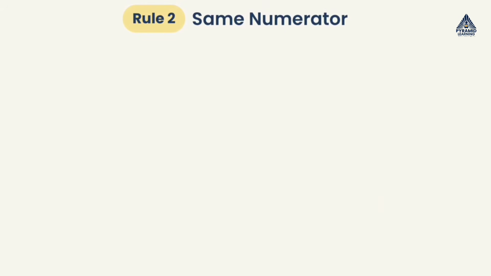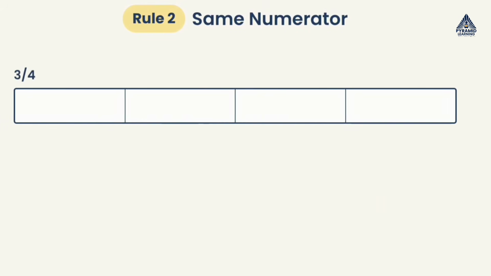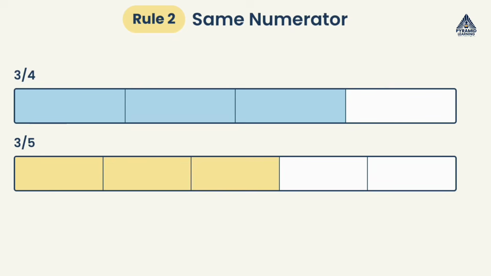Rule 2. When 2 fractions have the same numerator, let's compare 3/4 and 3/5 using a fraction wall. The first bar has 4 equal parts. We shade 3. The second bar has 5 equal parts. The parts are a little smaller. We shade 3 again.